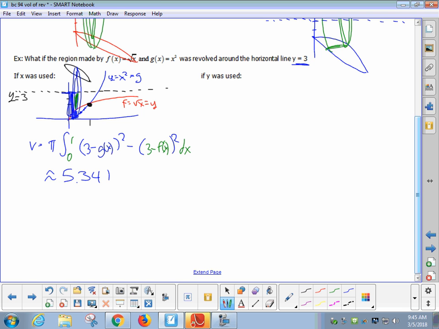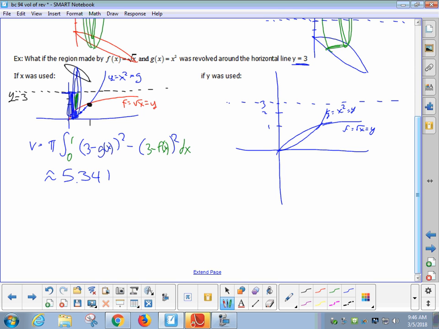Let's say we found that same region, but this time we used y as the variable. I know we already have the volume, but I'm trying to get you practice on all the different approaches, x or y. It's good to have choices. So, same region, g equals x squared equals y. Same axis of revolution, 2, 3. But this time we're using y.